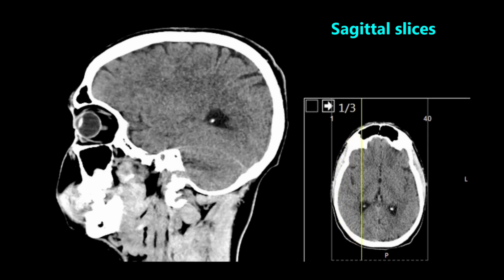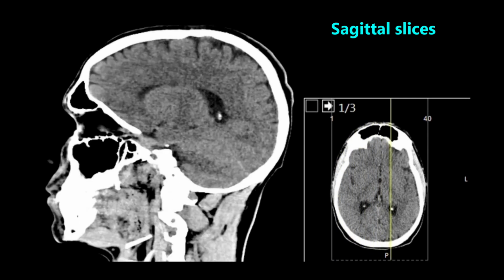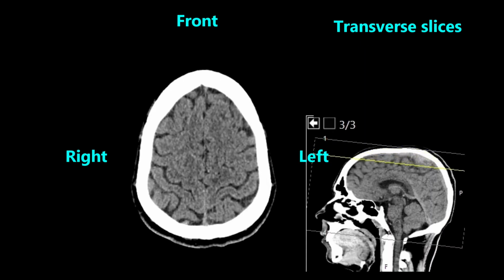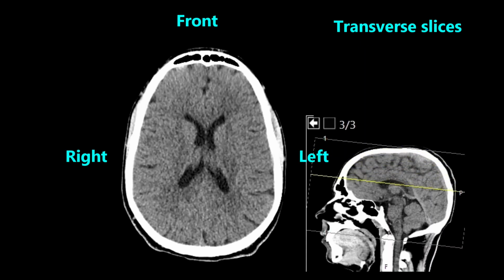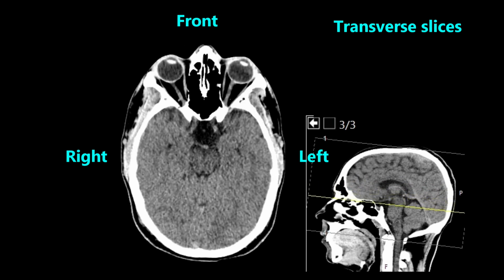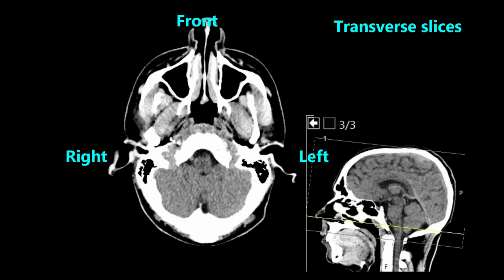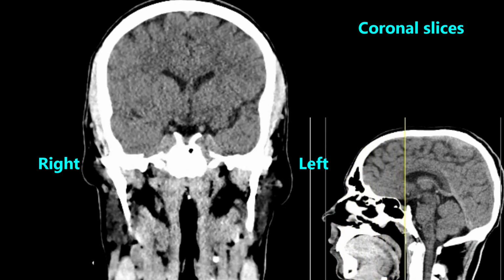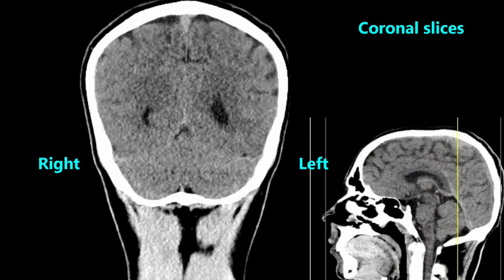This is the full set of sagittal images, starting on the right and moving to the left side of the head. This is the same head CT but displayed using transverse slices. This is the plane that the CT machine uses to acquire the images. And here is the same head CT, but this time displayed using coronal slices.